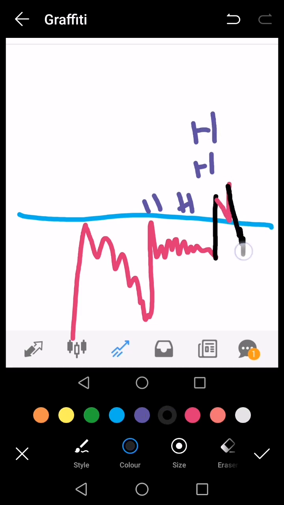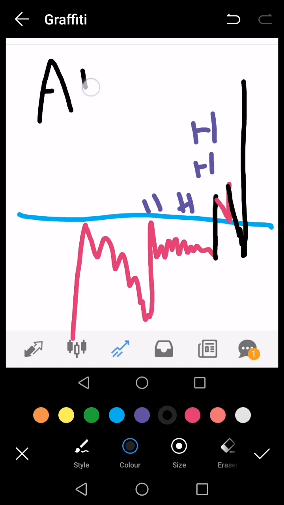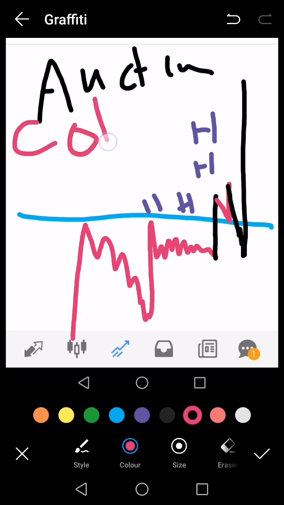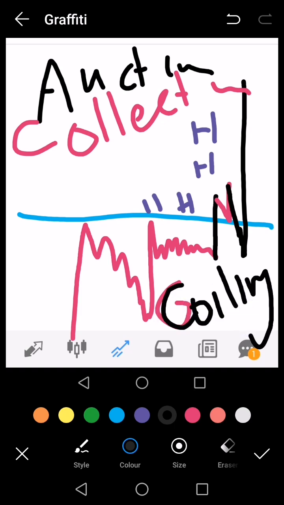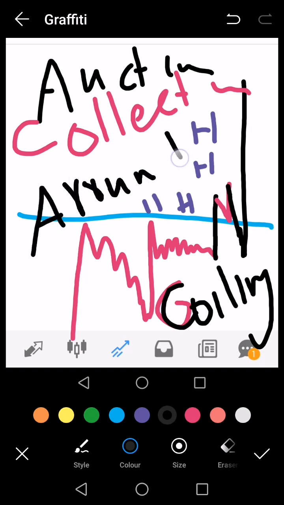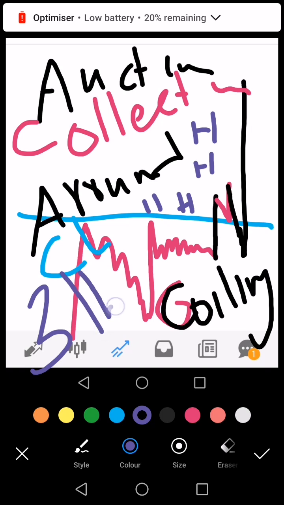Then what do you see here? They are auctioning, or collecting, or coiling. I mean to use all those words: auctioning, collecting, or coiling around the closing price. Then remember, there are three things the market does. Guys, together?